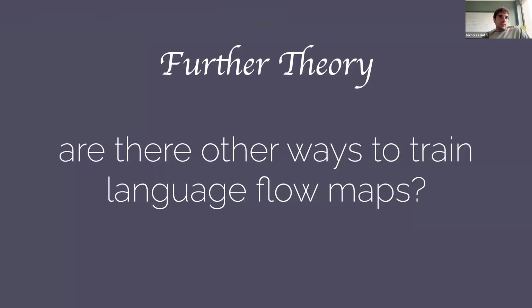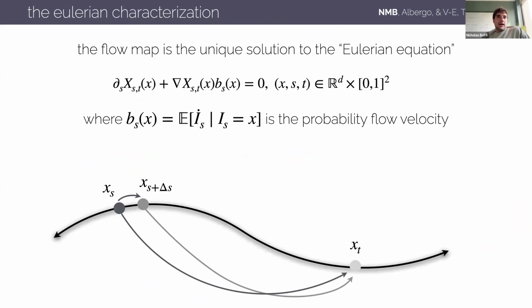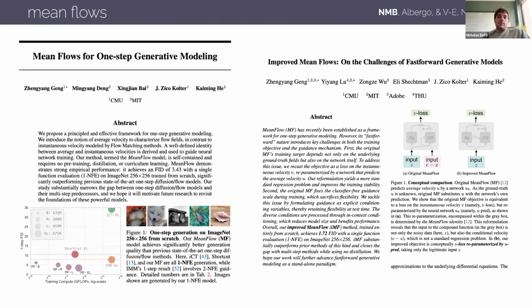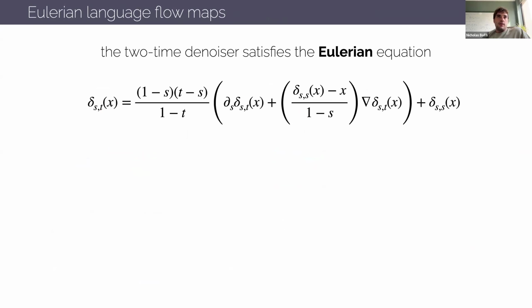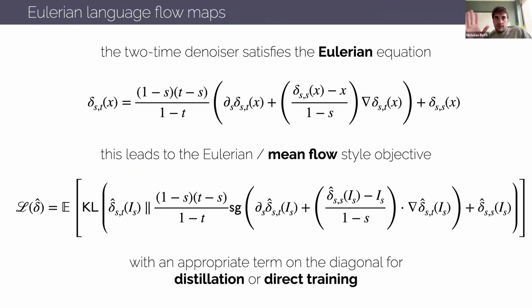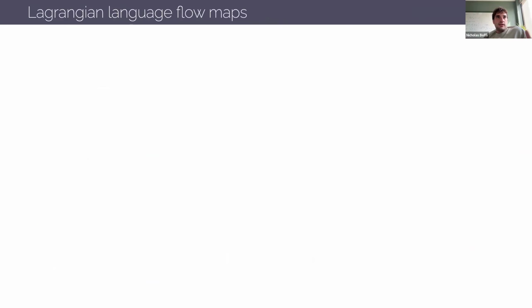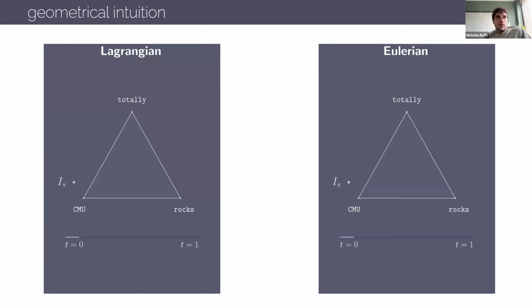Okay, there's a bunch of theory that I also have that points out that there are in fact many different ways to train these flow maps, and they've all been scaled very well at this point, including by NVIDIA, by people at MIT. We can develop alternative characterizations of the two-time denoiser using Eulerian and Lagrangian PDEs that are inspired by fluid dynamics, and then we can still learn using KL. I don't want to go into too much detail on this now because it gets a bit technical. I'll probably just hold off.